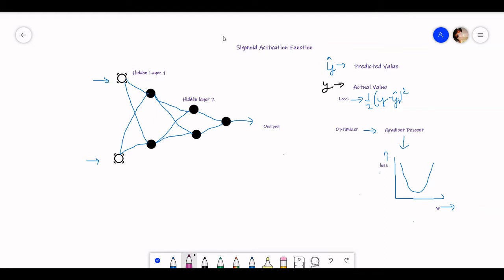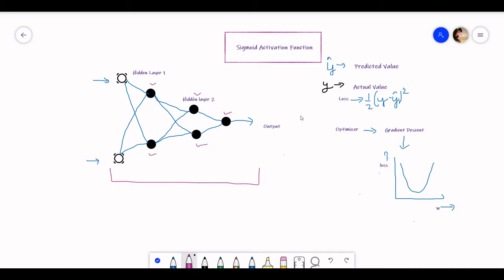In this video, we will talk about the sigmoid activation function. In our previous videos, we talked about neuron architecture, in which we studied that we have to apply an activation function in each neuron of our hidden layers as well as our output neuron.